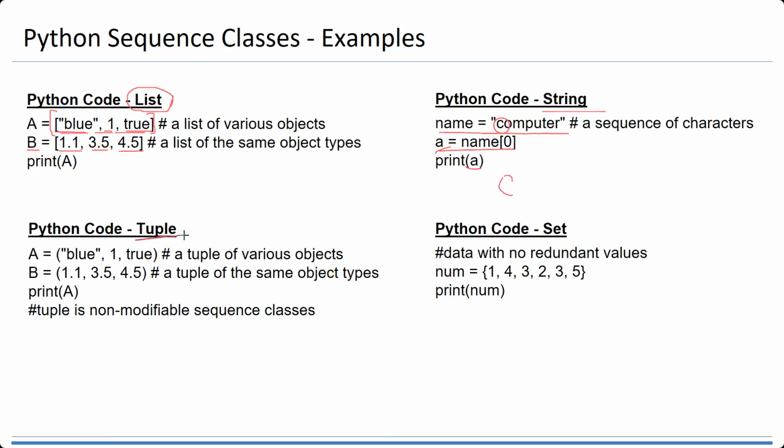If it is a tuple, the data is the same as a list, but you use parentheses and the data is non-modifiable, so you cannot change the elements, unlike the list. If you are using a set, you use curly braces. The curly braces refer to a set. If you have double or redundant data, one of them will be removed, so the set will contain only unique, non-redundant data.